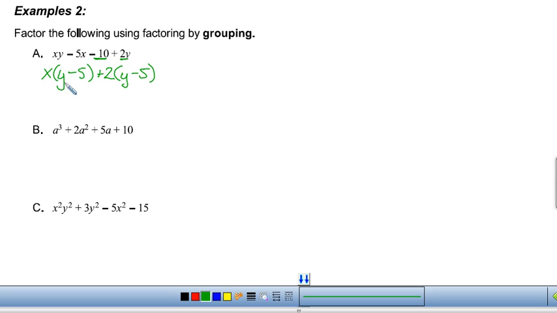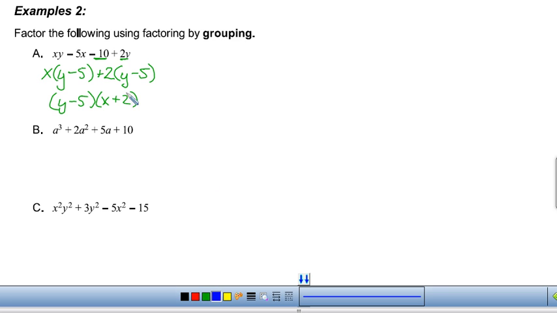Now you'll see that in both of them, there is a y minus 5 in both terms. So when we factor out the y minus 5, we are left with x plus 2. So it's not as complicated as it looks. It's actually pretty simple. It's just an extension of the thing that we did in example set 1.